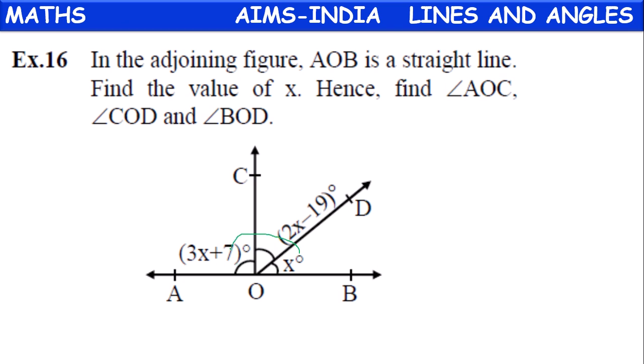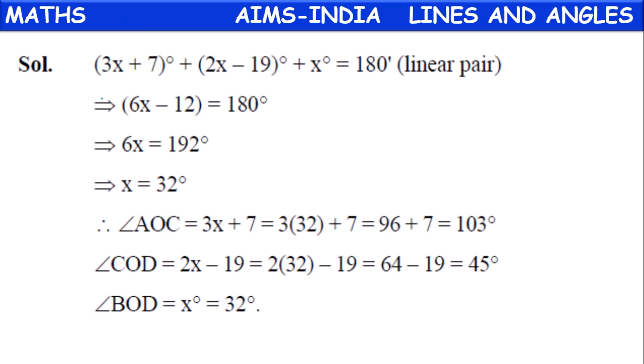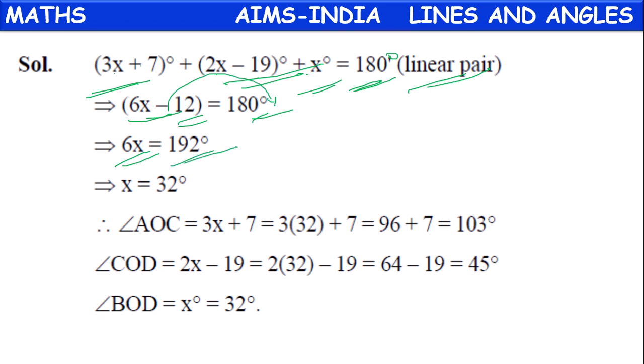But all three angles are lying on the same side of the line. So their sum is equal to 180 degrees. So 3x plus 7, 2x minus 19, plus x equal to 180 degrees. So linear pair. So 3x plus 2x plus x, 6x. 7 minus 19 is minus 12, equal to 180. 6x equal to, 12 comes this side, 180 plus 12, 192. x equal to 192 by 6, which is equal to 32 degrees.